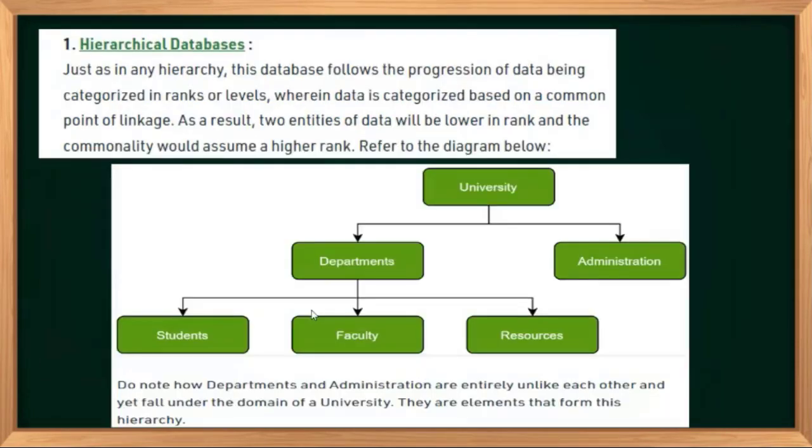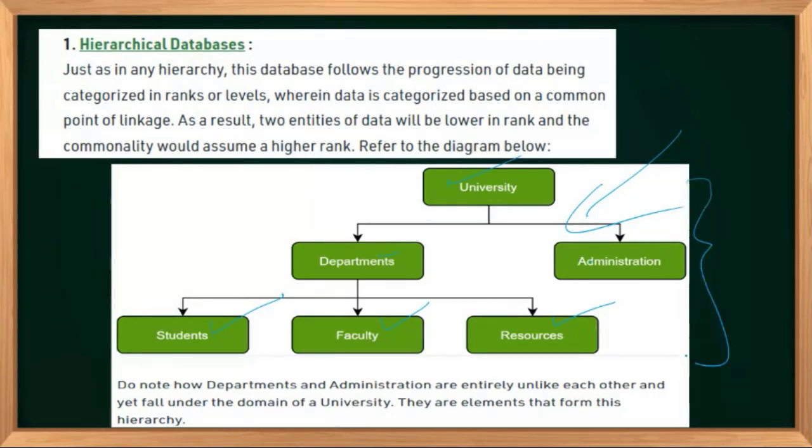What is the hierarchical database model? Look at the picture. The diagram consists of a top-level entity, the university. The university consists of departments as well as administration. Departments consist of students, faculty, resources, branches, etc.